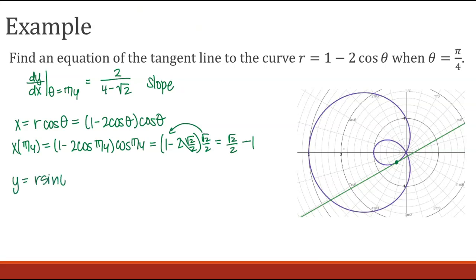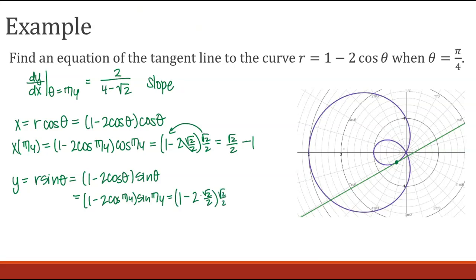Y is r times sine theta, but r was 1 minus 2 cosine theta times sine theta. So we get 1 minus 2 cosine of pi over 4, sine of pi over 4. And we're actually going to get the exact same answer because cosine and sine of pi over 4 are both rad 2 over 2. So here, when we distribute, again, it's the exact same value. We get radical 2 over 2 minus 1. So my point x, y is rad 2 over 2 minus 1, rad 2 over 2 minus 1.